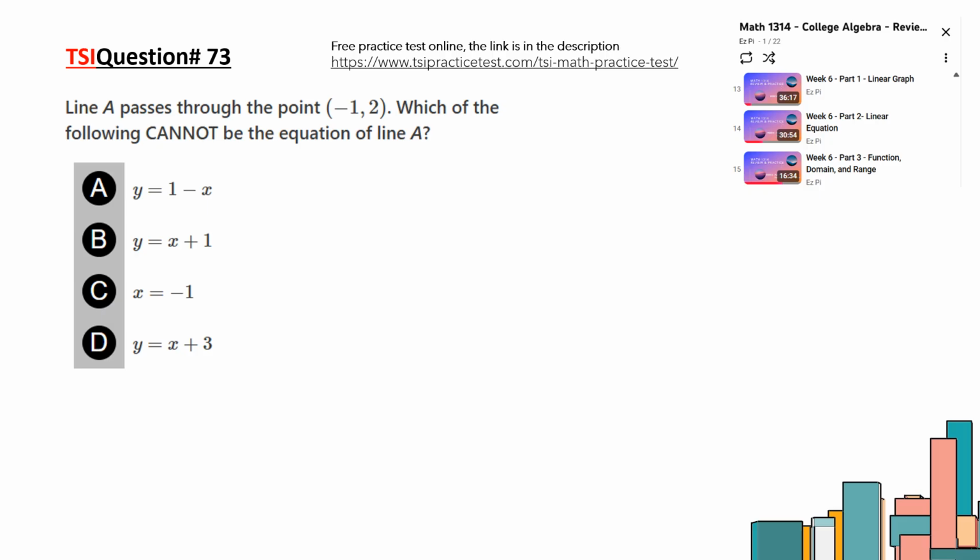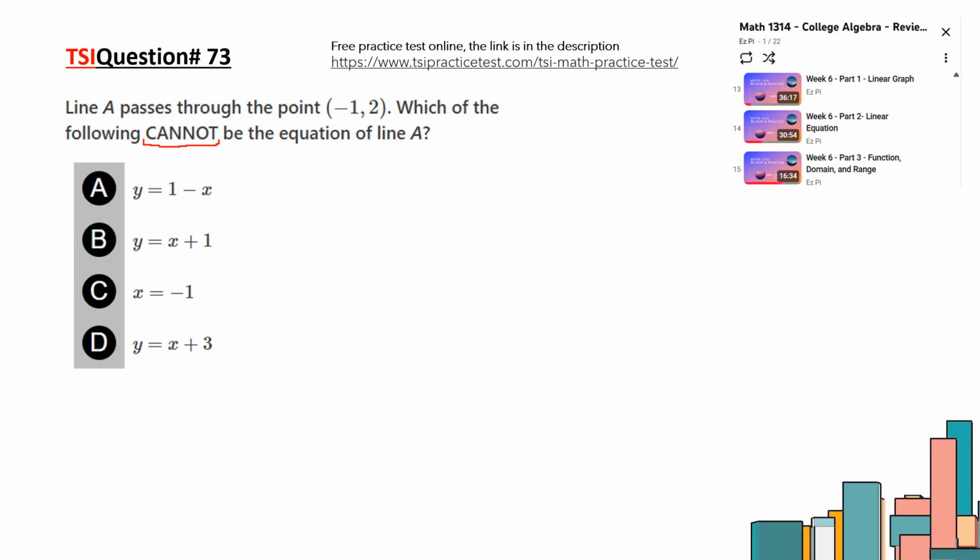Line A passes through the point -1, 2. Which of the following cannot be the equations of line A? In this question, remember, cannot. One of them cannot be an equation of line A, but three of them can be. Line A goes through the point -1, 2.